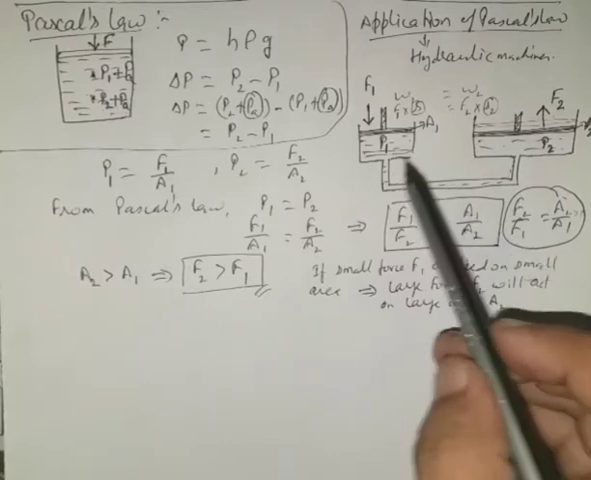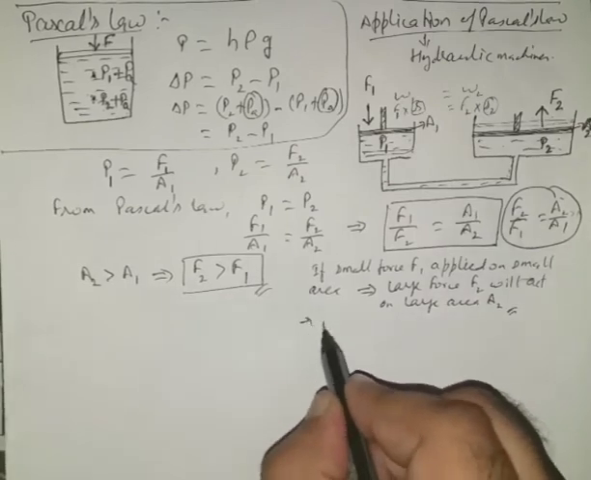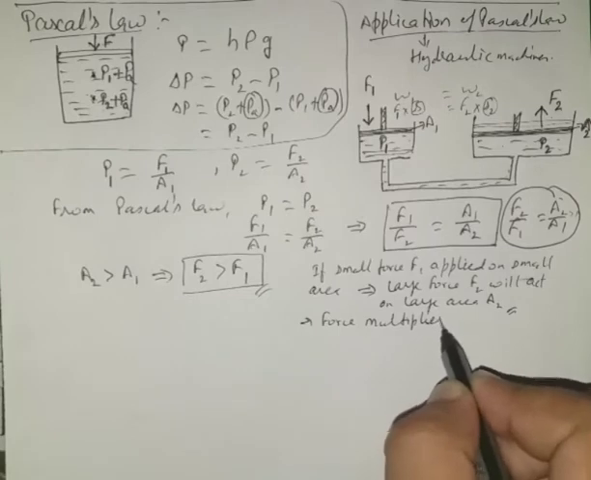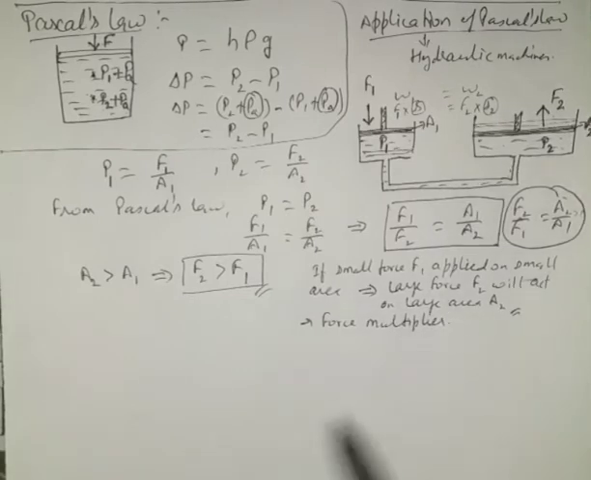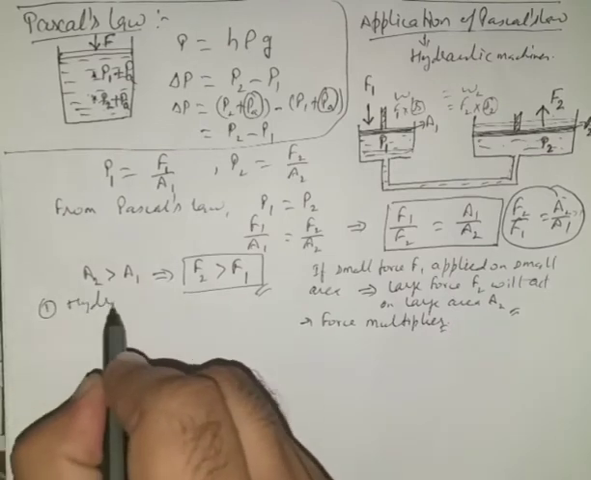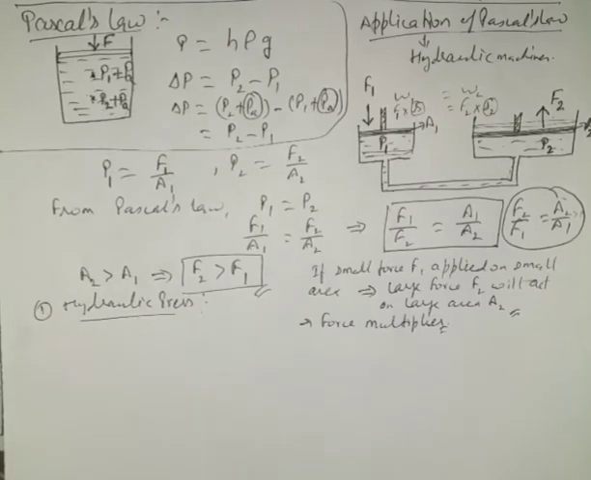Because the force increases, this type of hydraulic machine is used as a force multiplier. So wherever we need to increase the force with little effort, these hydraulic machines can be used. Now we have to look at some examples based on this. The first example given in our book is the hydraulic press. So let us talk about this now.